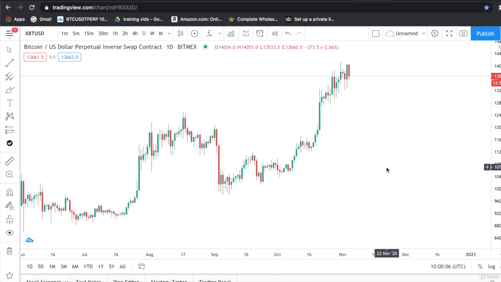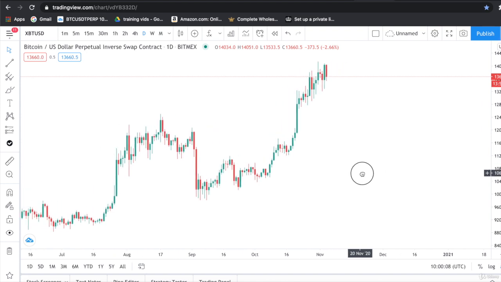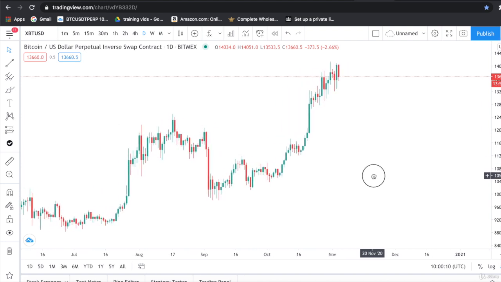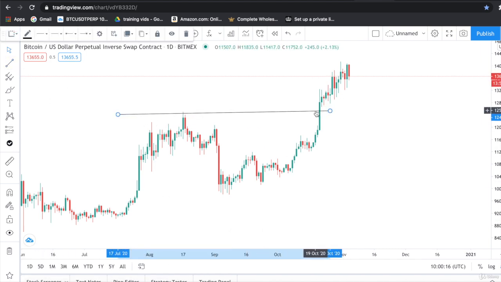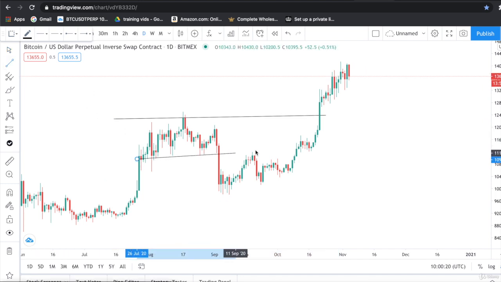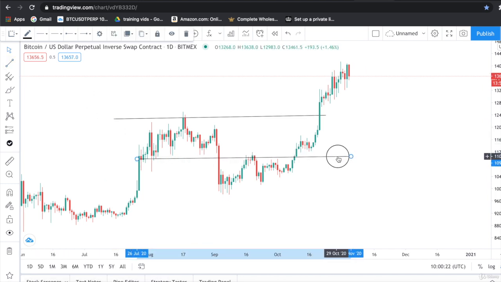This is our final example. This is the Bitcoin and the US dollar chart. Let's find major support and resistance levels. This is the resistance level. As you can see, we got multiple rejections upon here. This is the resistance zone and this is the support zone. The price was constantly bouncing back from this zone.